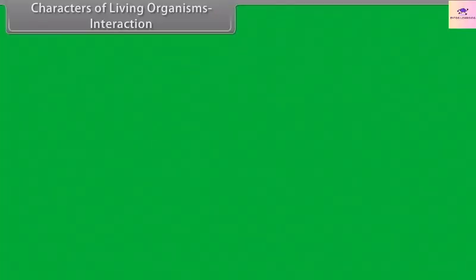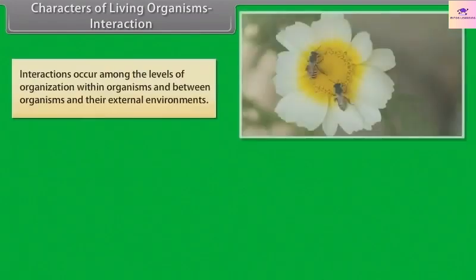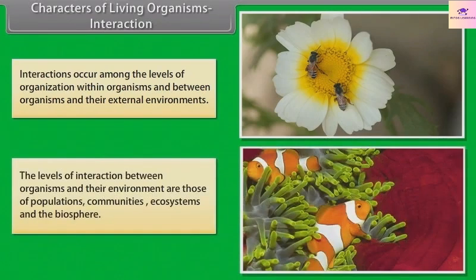Characters of living organisms: Interaction. Interactions occur among the levels of organization within organisms and between organisms and their external environments. The levels of interaction between organisms and their environment are those of populations, communities, ecosystems, and the biosphere.